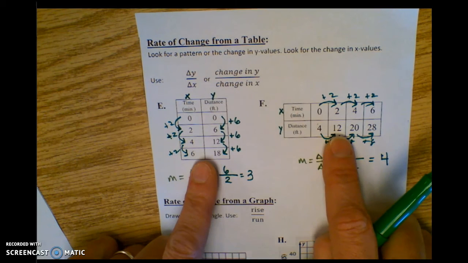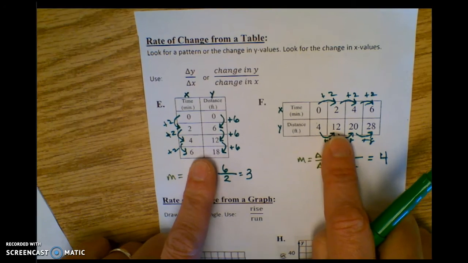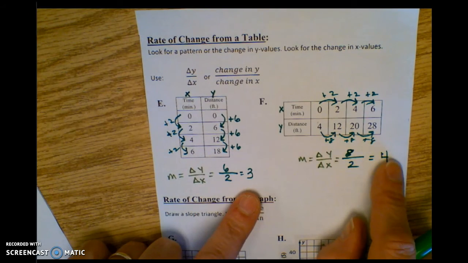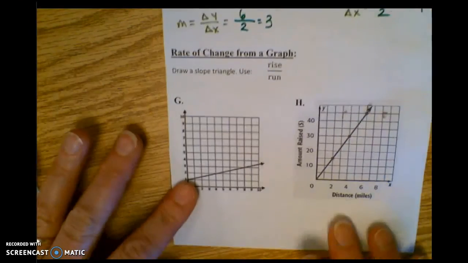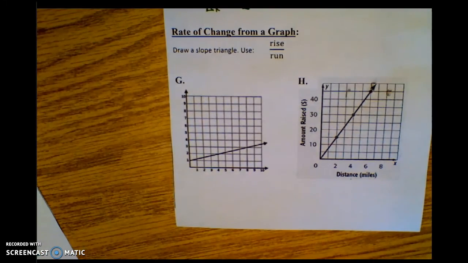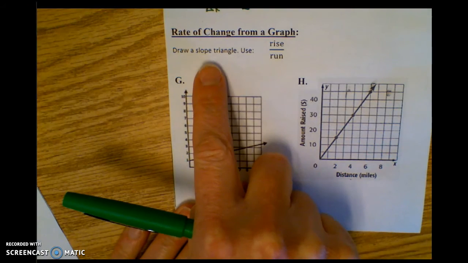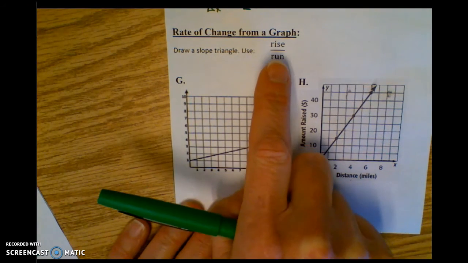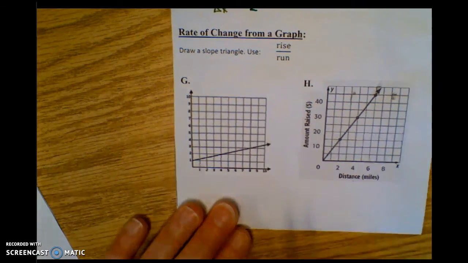Even if they give you the data in a table, we can still find slope or rate of change and compare. Now lastly, we have to be able to look at our graph, and I think this is probably our favorite thing to do. When you're looking at a graph, you can draw your slope triangle, and remember we're comparing the rise over the run when we do our slope triangle.